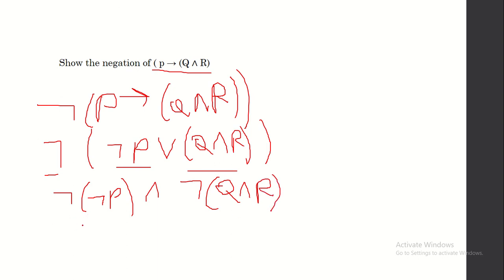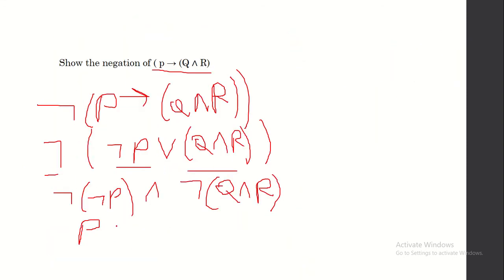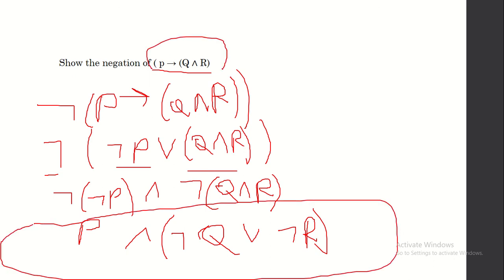So this is equivalent to P, as we have already said, by the double negation law. So this is P, and this not (Q and R), we can use once again De Morgan's law, and we can write it as not Q or not R. So this is the negation of this, right?